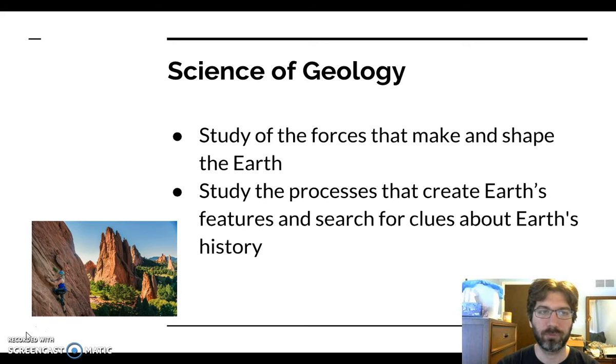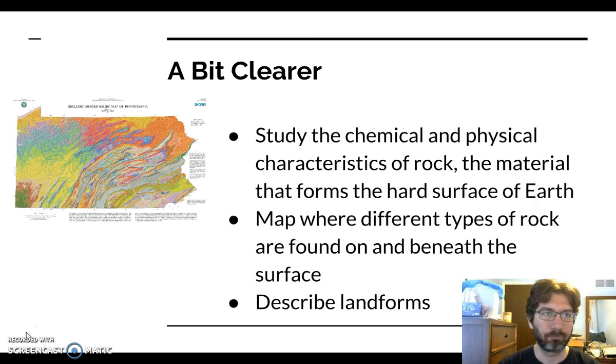So, let's first start by looking at what the science of geology is. Geology is geo meaning earth, ology meaning study of. So this is the study of the earth and the forces that shape the earth and the processes that created the features on the earth, as you can see. Looking at the picture there, you got some pretty unique structures that our earth creates, and geology is going to help explain how those are created and why those are created.